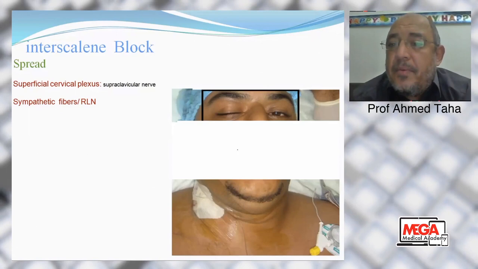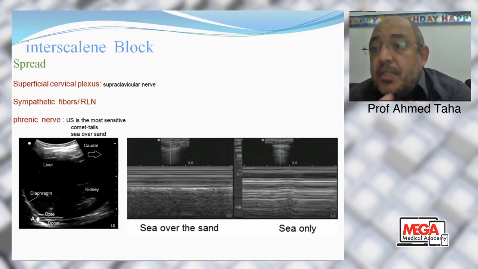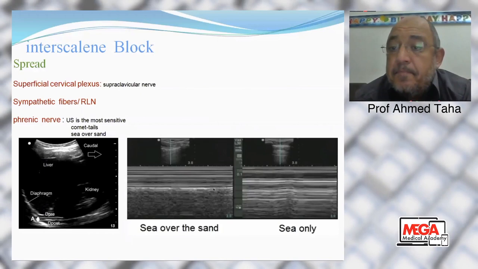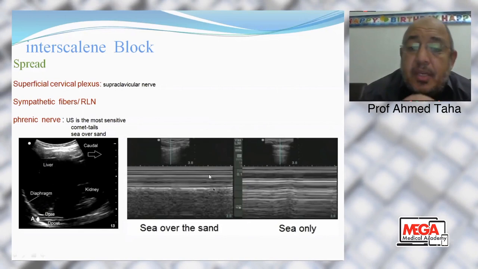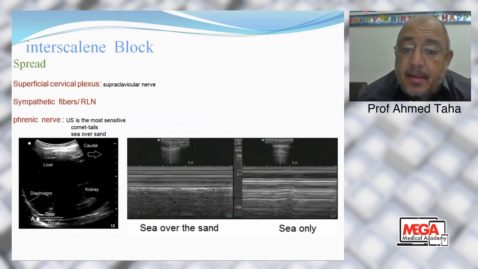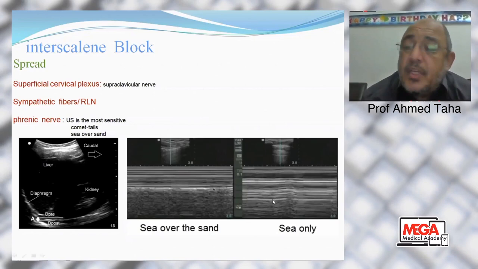The main issue is the phrenic block. The phrenic nerve is very close in its relation to the brachial plexus at this level. So the interscalene block results in phrenic block, and this results in mild hypoxia, which can be simply tolerated in most patients. As we see here, this is the M-mode picture I showed yesterday to differentiate between pneumothorax and phrenic block. If you have a pneumothorax, you don't have this dot-like appearance of the M-mode. You just have lines, meaning that the two layers of pleura are separated.